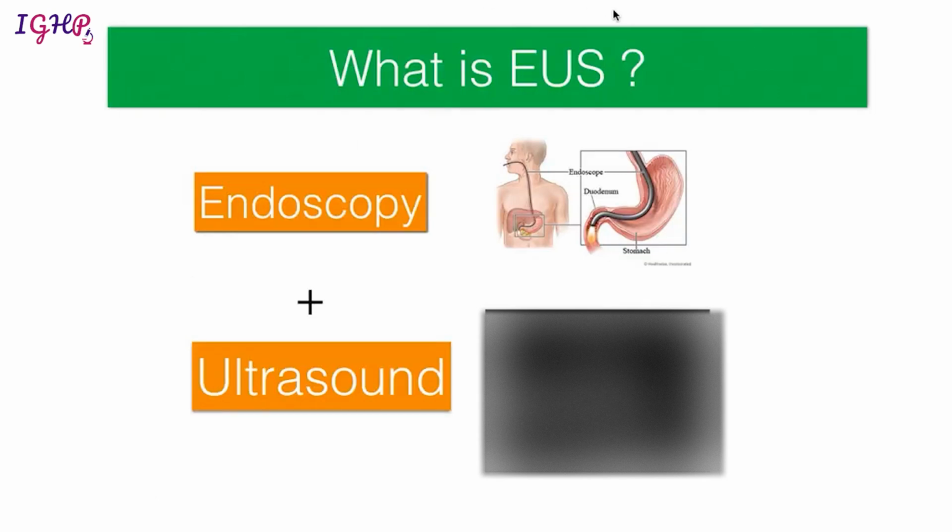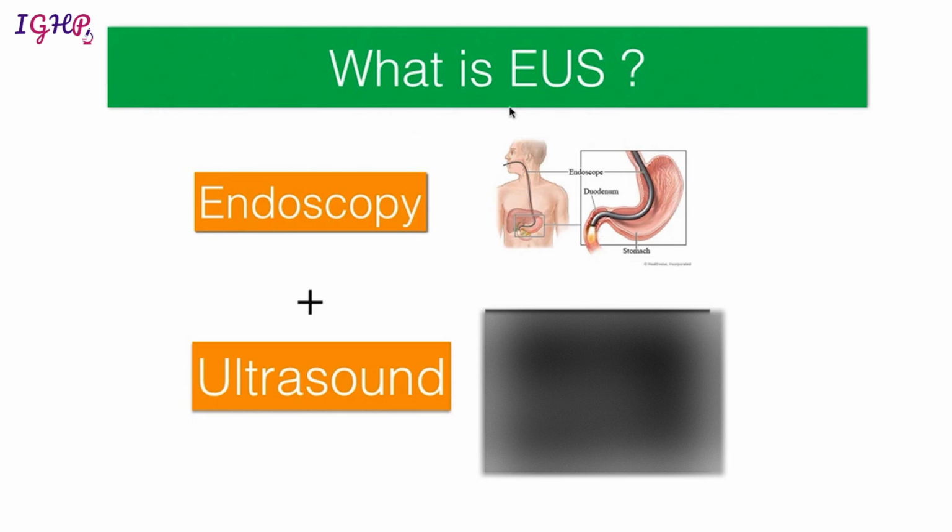EUS is an endoscopy plus an ultrasound. Basically, they put an endoscope into the gastrointestinal tract, and this endoscope is used for direct visualization of the GI mucosa. It has a camera attached to the end of the endoscope, and with its help they can directly visualize any lesion in the GI mucosa. So any ulceration, polyp, defect, or area of bleeding can be visualized directly with the help of this endoscope.